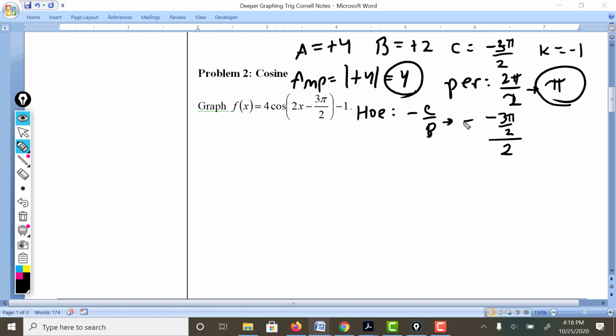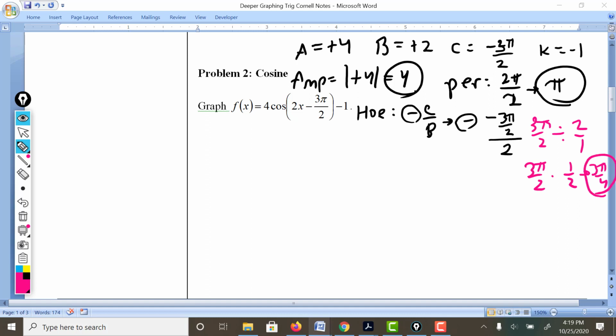So the negative is part of the formula, but then the actual c value had a negative itself. So this is going to end up being positive, right? This will not cancel out. Those of you that are trying to squirm your way out of this, saying it's going to cancel and be 3 pi, that's very wrong. Let's do the math. That's negative, it's going to be positive. 3 pi over 2 divided by 2 over 1. That's 3 pi over 2 times 1 over 2. That's 3 pi over 4.